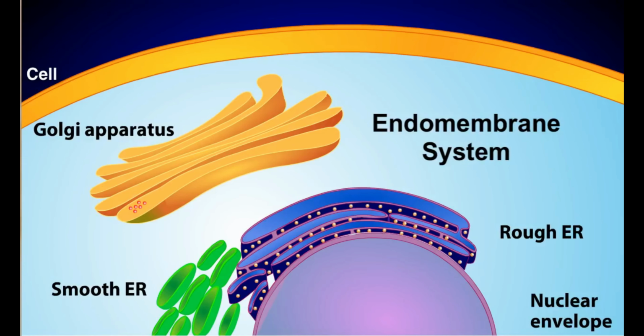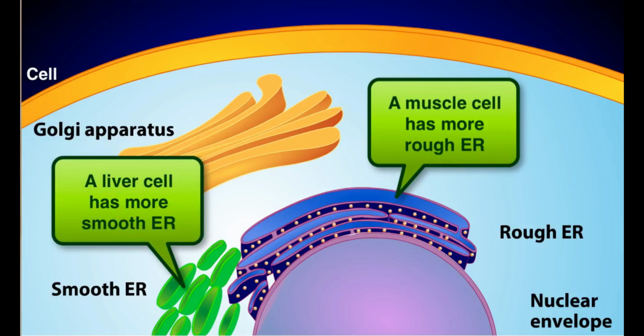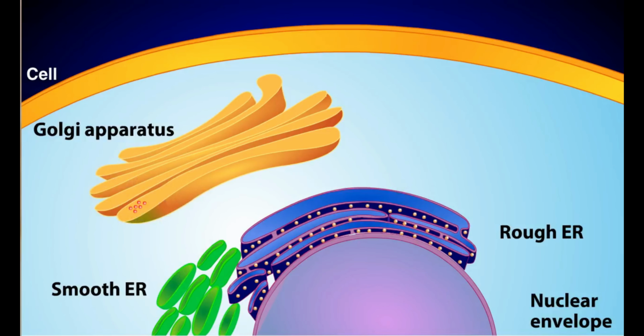The endomembrane system can be modified slightly to meet the specific needs of each cell. For example, a muscle cell usually has more rough ER because of its need for protein, while a liver cell usually contains more smooth ER because of its role in detoxification. Regardless of these modifications, the movement of materials within the endomembrane system is basically the same for all eukaryotic cells.